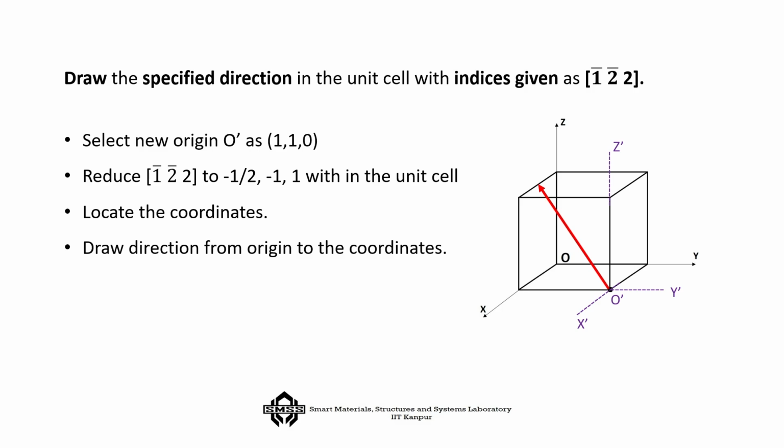Now, just practice if there is a bar. So, 1 bar, 2 bar, 2. Select now a new origin, you cannot have it as 0 0 0. Now, it will be 1 1 0. Now, reduce 1 bar 2 bar 2 by dividing it by 2, giving minus half, minus 1, 1, and simply from this new origin show minus half, minus 1, 1, look at the coordinates, draw the direction, and you get it.